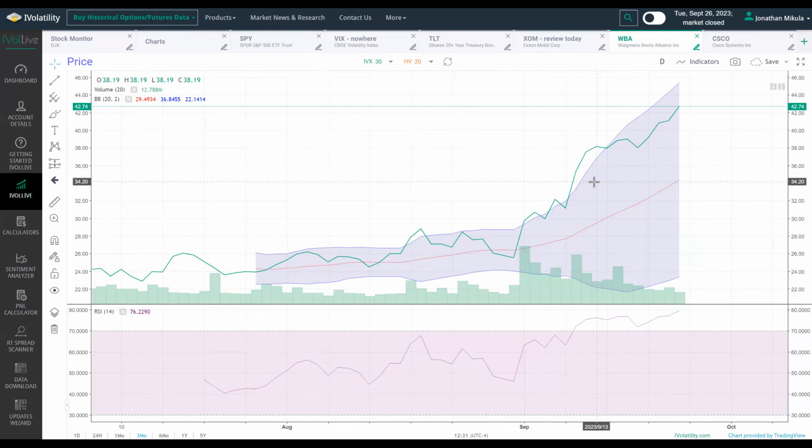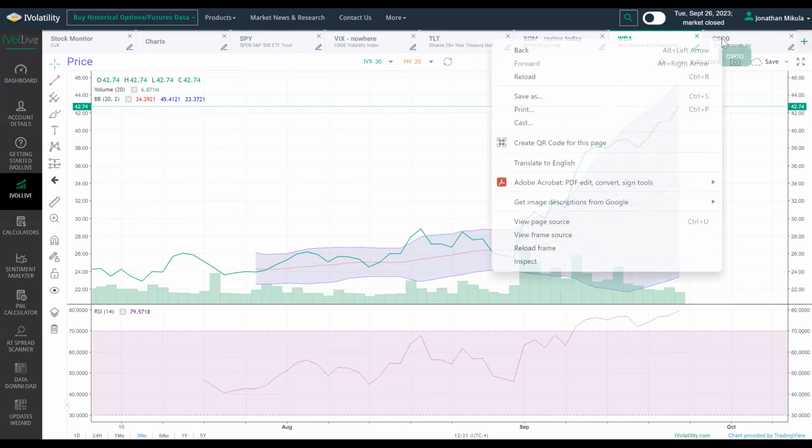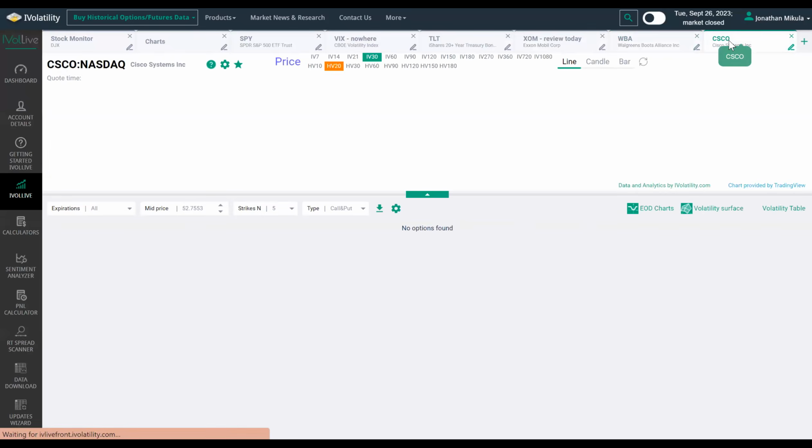I wouldn't make a single trade, long or short, on Walgreens. Think alligator mouth, like danger in the water, right? Don't get in, don't swim. However, we can move on to Cisco.